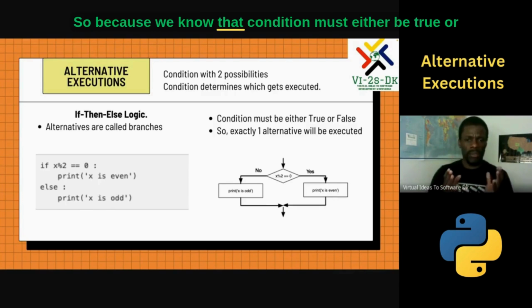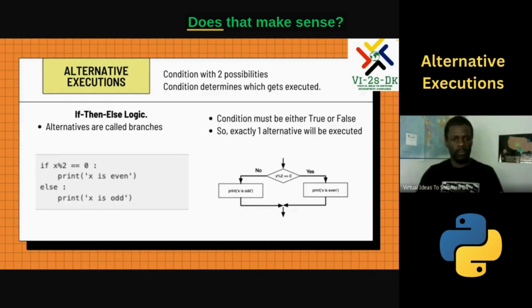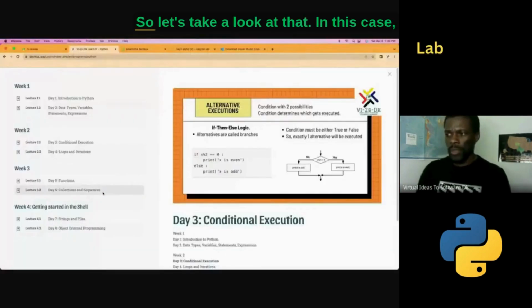Because we know that the condition must either be true or false, we're always going to execute just one alternative and not both of them. Does that make sense? Any questions? So let's take a look at that.